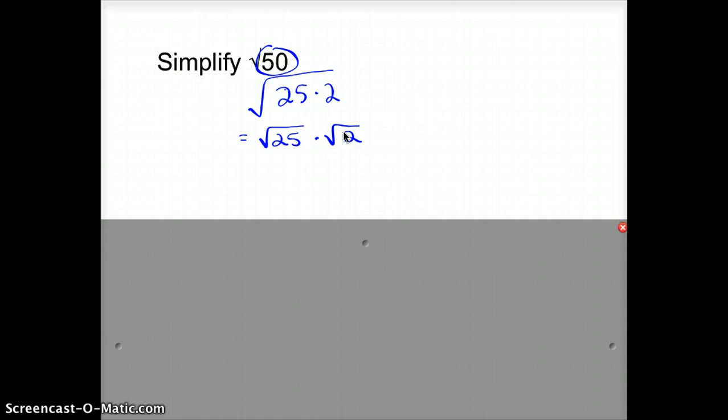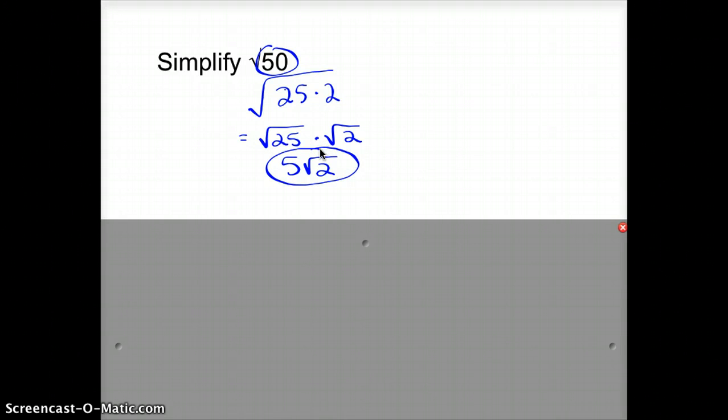I like this because I know what the square root of 25 is. I didn't know exactly what the square root of 50 is, but I know exactly what the square root of 25 is. That's 5. I don't know what the square root of 2 is exactly. I'm going to leave that as the square root of 2. And to see if I'm done, I just have to ask, does 2 have any perfect square factors other than 1? And it does not. So I think I'm done.